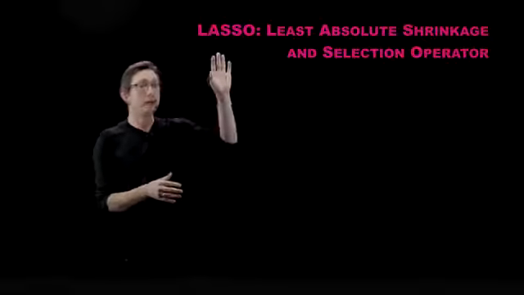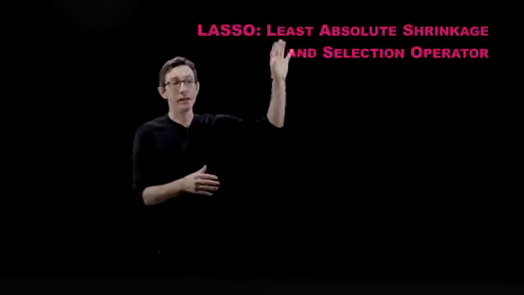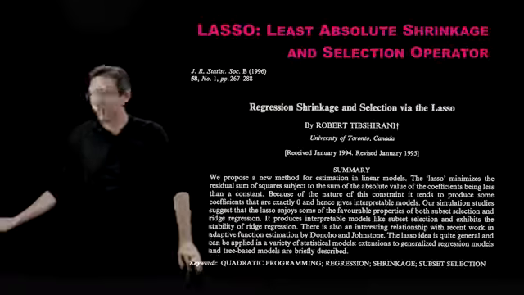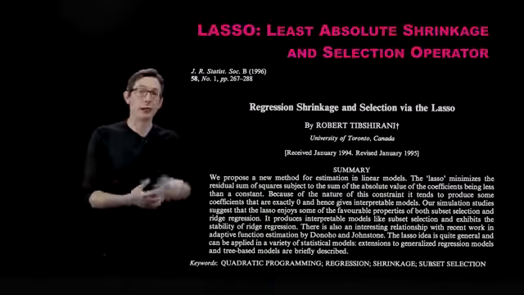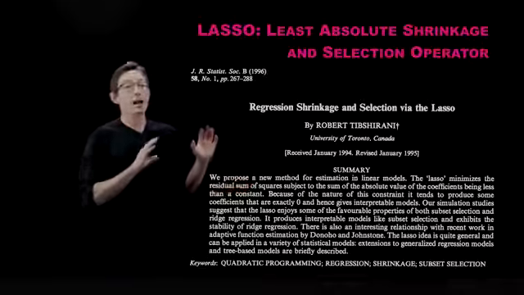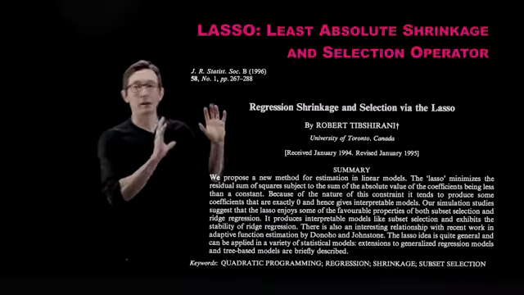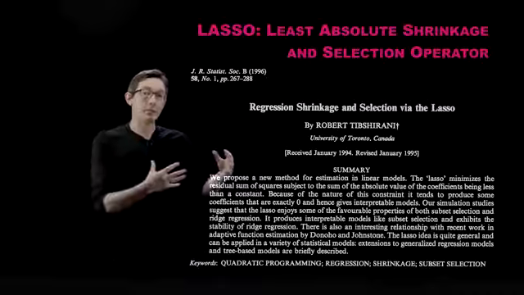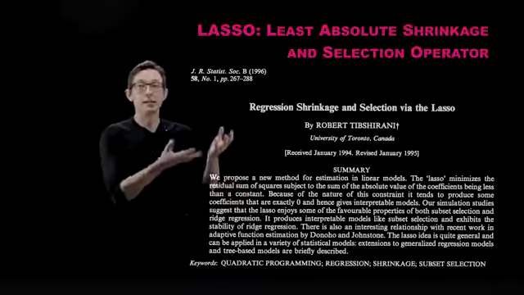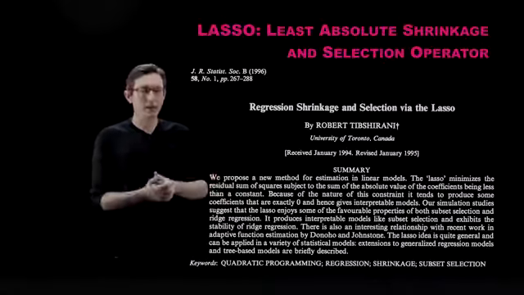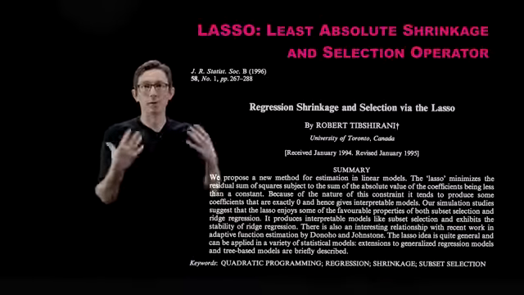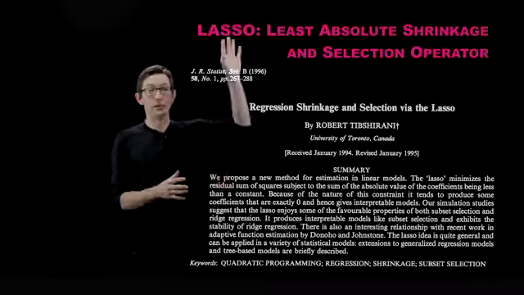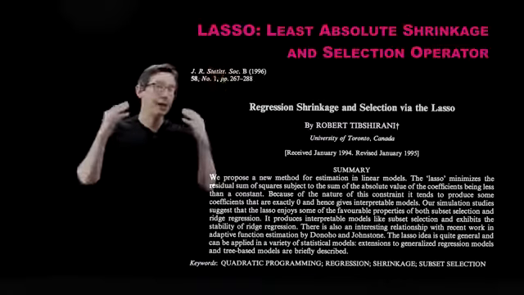LASSO stands for Least Absolute Shrinkage and Selection Operator. This was introduced in 1996 by Robert Tibshirani, who is now a professor at Stanford. And this is one of the early papers in the resurgence of sparsity in statistics, robust, interpretable statistics.